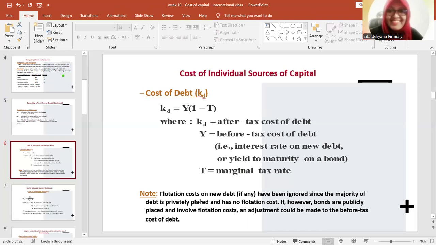Flotation costs on a new debt, if any, have been ignored, since the majority of debt is privately placed and has no flotation costs. If, however, bonds are publicly placed and involve a flotation cost, an adjustment could be made to the before-tax cost of debt. Remember that one.